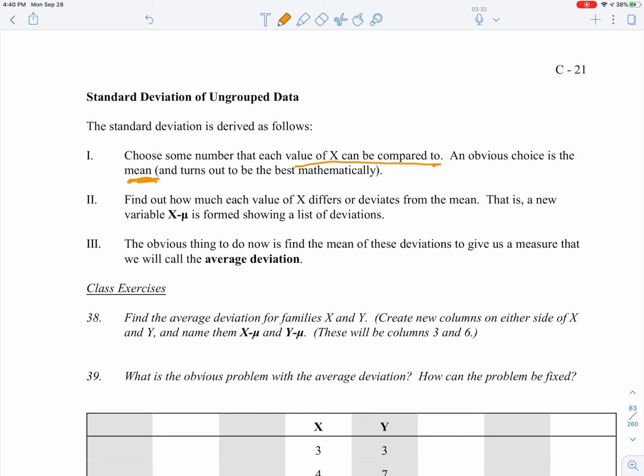And so what we're going to do is look at how each value of x differs or deviates from the mean. So we're going to come up with a new variable called not just x, but x minus mu. So I'm going to do that down here.